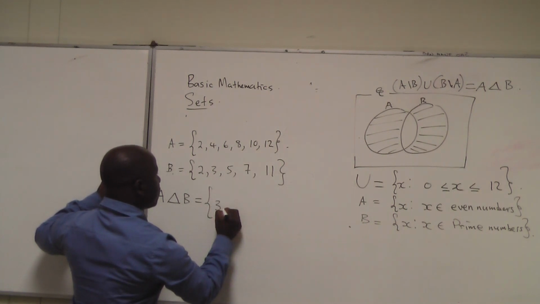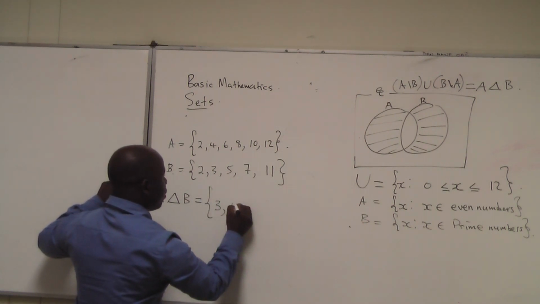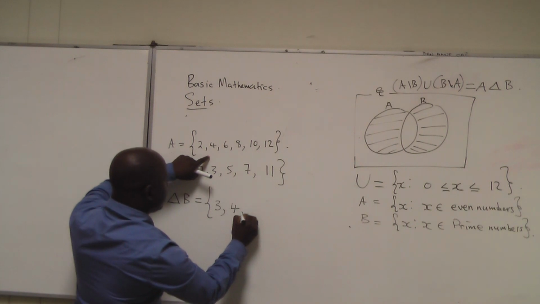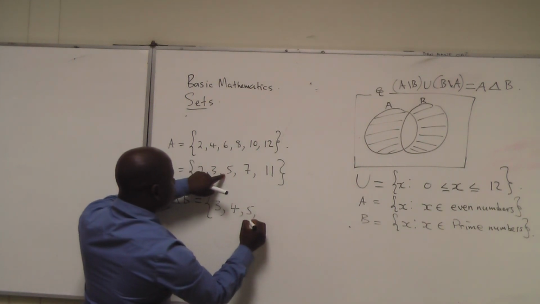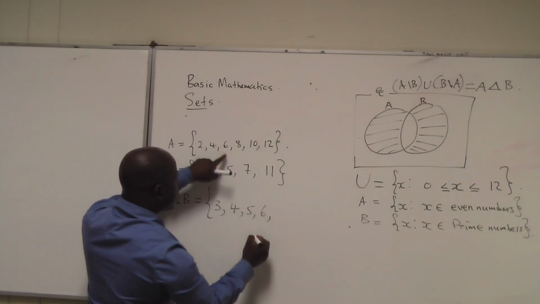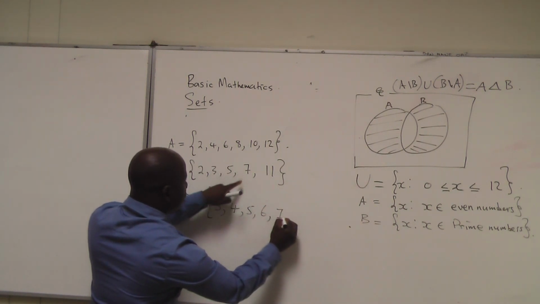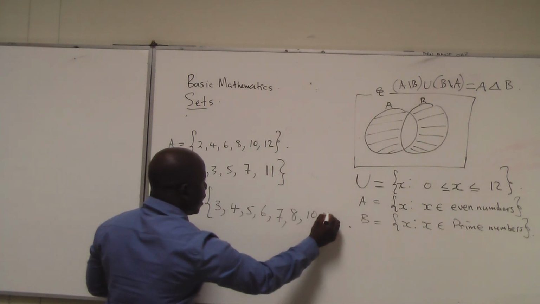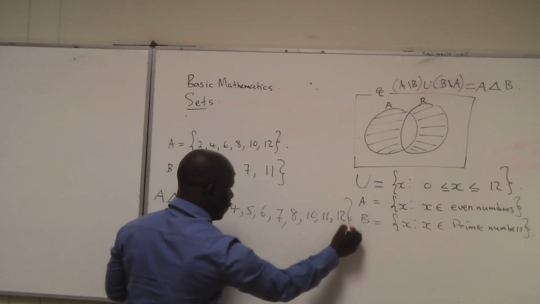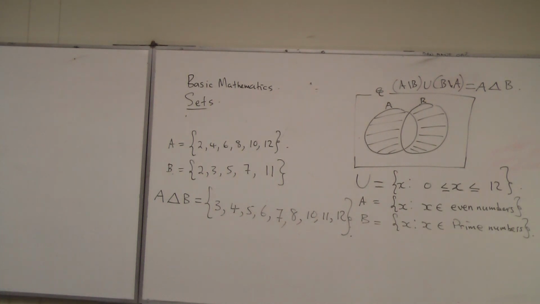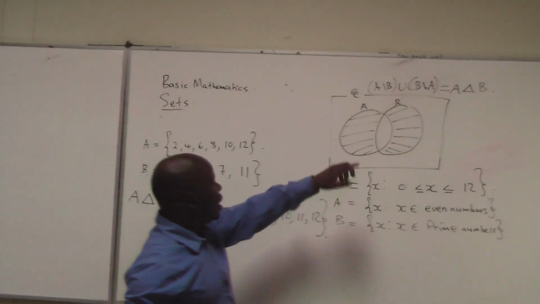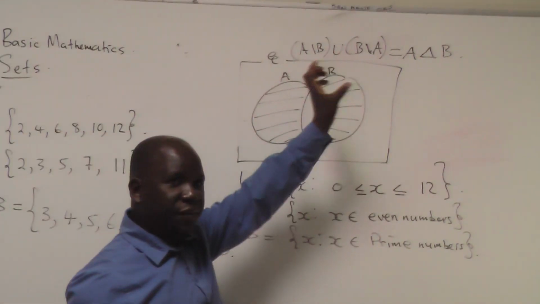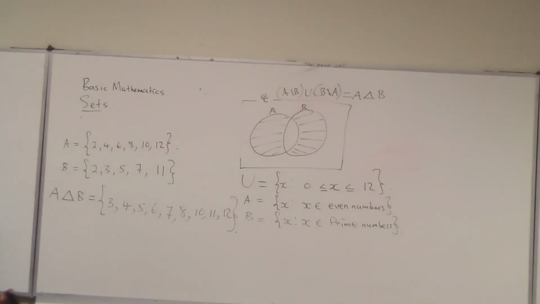So we have 3, we have 4, I'm just writing them, 5, 6, 7, 8, 10, 11, and finally 12. So these are our elements. That is A symmetric difference B. Remember the way I gave you, A symmetric difference B is the same as A difference B union B difference A.